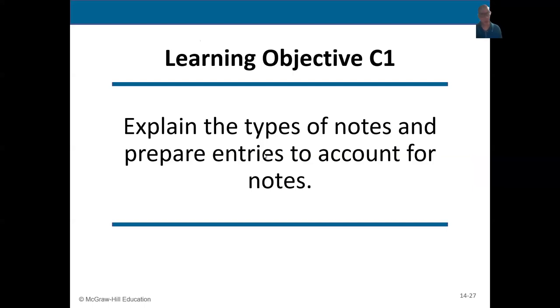So that's bonds. Any questions on bonds before we briefly talk about a couple of other long-term liabilities? We got bonds. Yes? Okay, awesome.